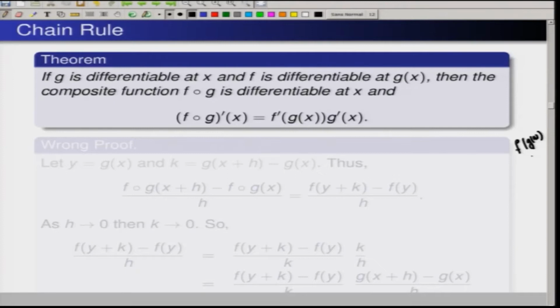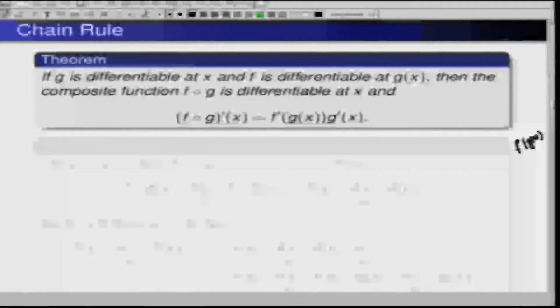In order to define the composition of two functions, we need to take care that the range of g is going to be inside the domain of f. Then only we can define f composed with g. Now, if g is a differentiable function at x and f is a differentiable function at g of x, then the composite function f composed with g is differentiable at x.